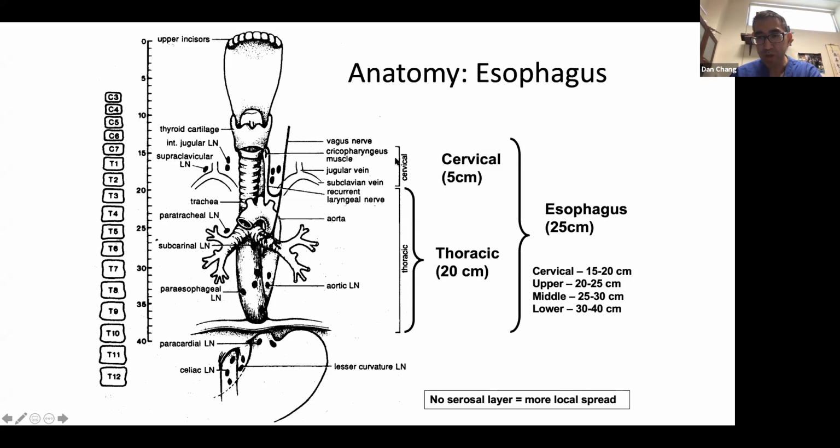And so we usually say that the cervical esophagus begins at about 15 centimeters from the incisors, and the thoracic esophagus begins at 20 centimeters. And then the entire length usually ends around 40 centimeters.